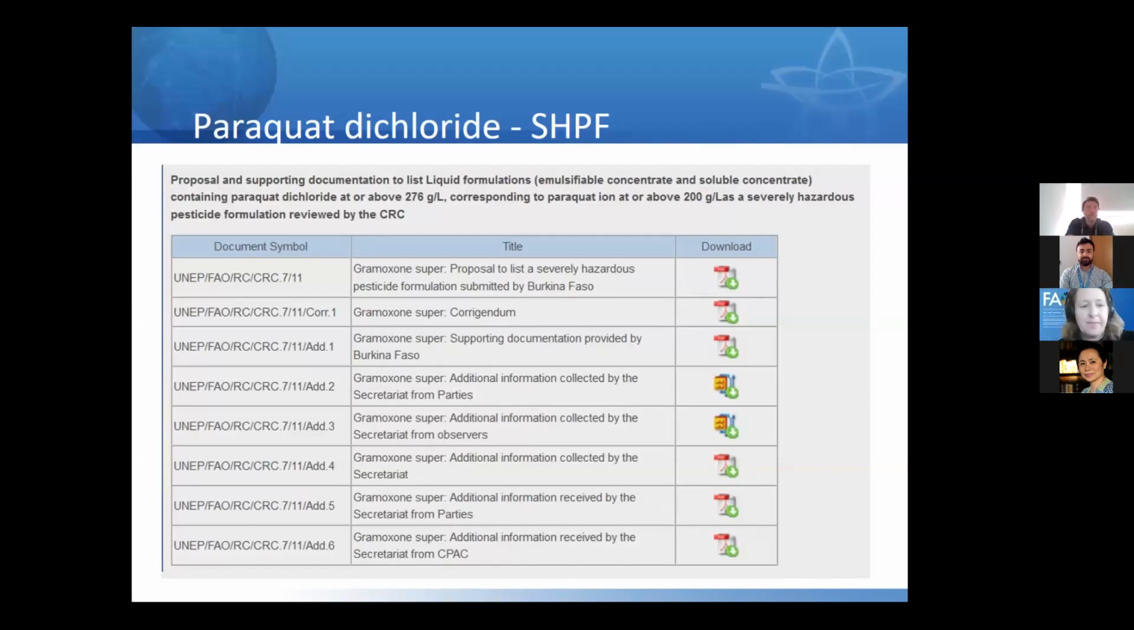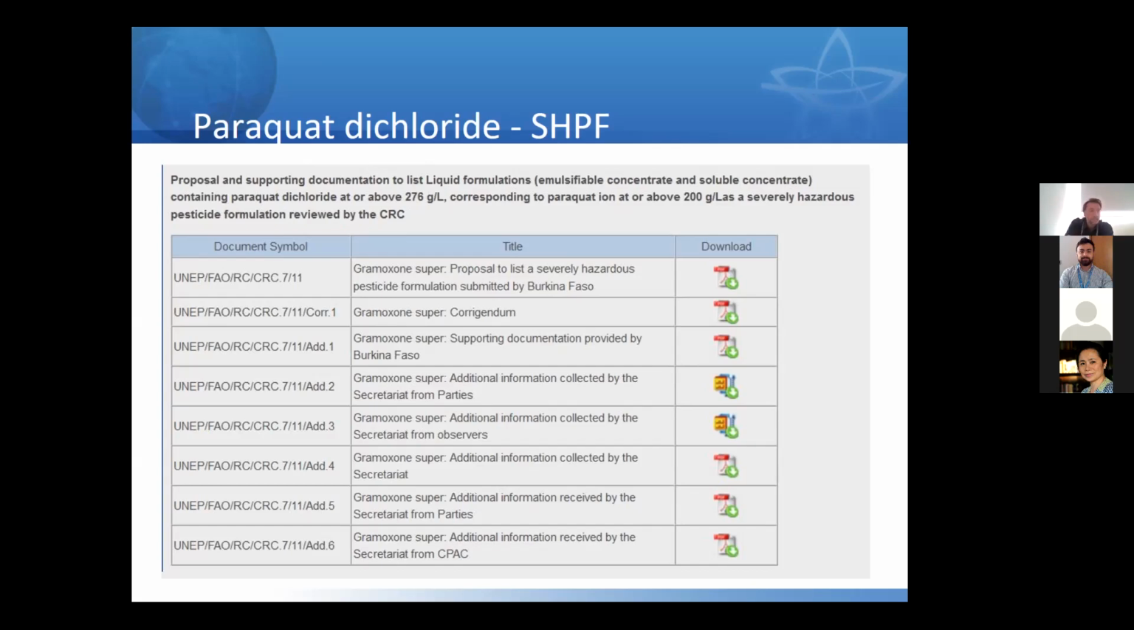Yes. Okay, great. I will continue now with the next chemical recommended for listing. This is SHPF, the severely hazardous pesticide formulation, Paraquat dichloride. More specifically, it's a liquid formulation or emulsifiable concentrate and soluble concentrate containing Paraquat dichloride at or above 276 grams per liter, corresponding to Paraquat ion at or above 200 grams per liter.